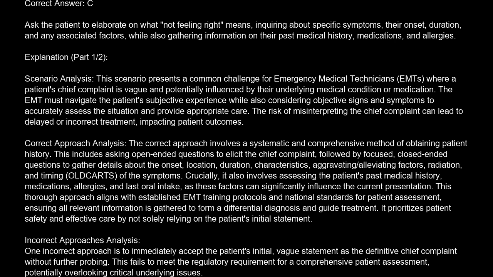This thorough approach aligns with established EMT training protocols and national standards for patient assessment, ensuring all relevant information is gathered to form a differential diagnosis and guide treatment. It prioritizes patient safety and effective care by not solely relying on the patient's initial statement.